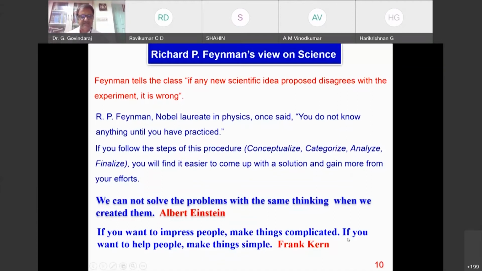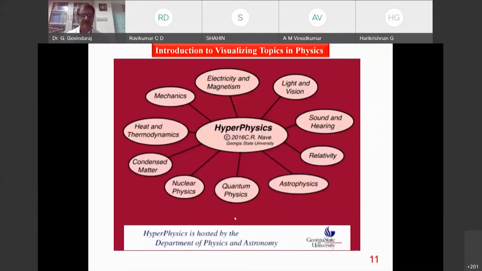In fact, this is what I would like to do. I want to help people, so make things simple. That's what we try to do through Mathematica, with all this mathematics and the visualization effect. So now you can see visualization of the topics. We say there is physics, and you can see how this physics has been branched out. This is the kind of visualization where, once I say it, all this automatically comes to our mind.